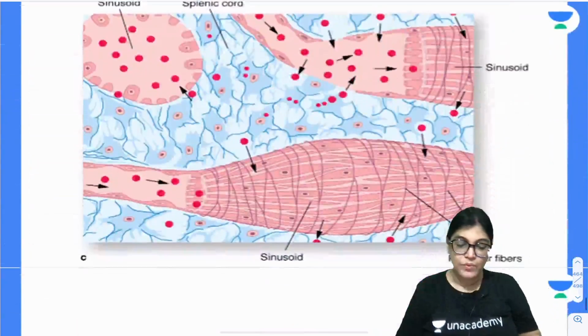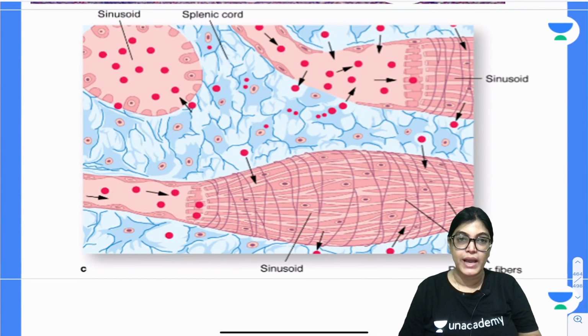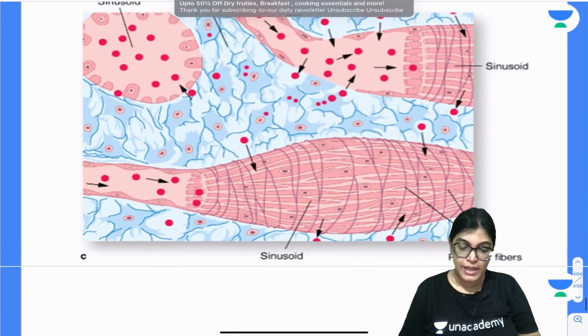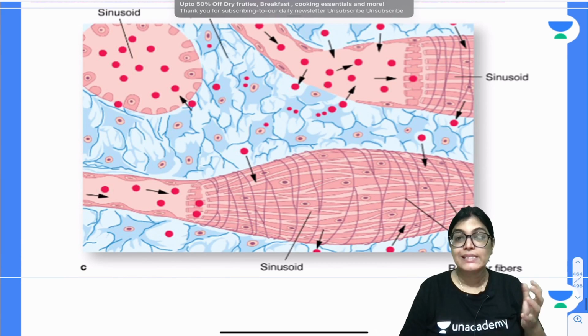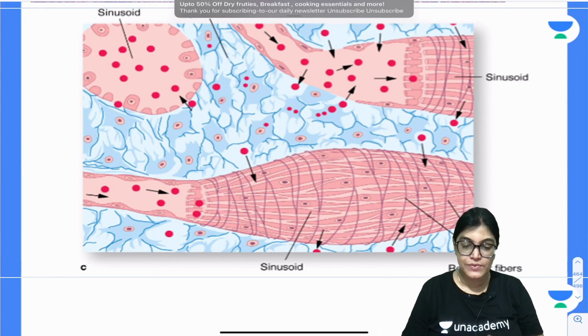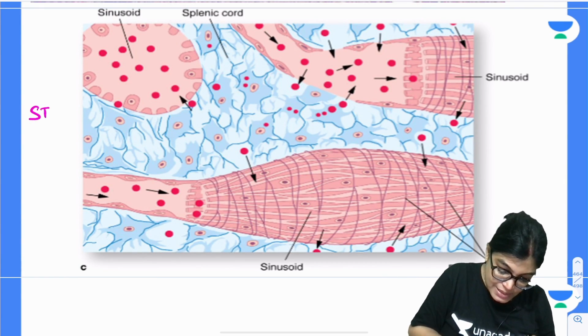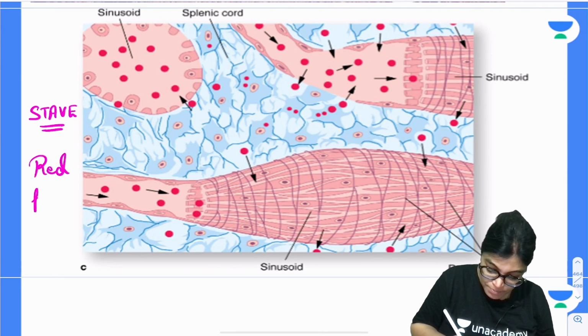Now, this is what I want. Actually, this feature which you are seeing, why I have included this slide. In this slide, you can see the stave cells. So, what is the stave cells, my dear aspirant? Stave cells is the characteristic feature which is seen in the red pulp of the spleen.